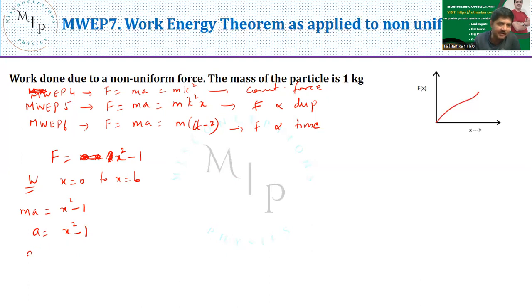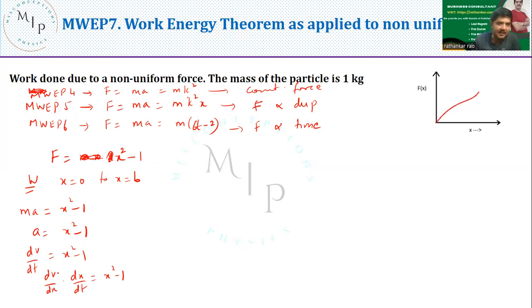I will write dv by dt is equal to x square minus 1. Here the variable is t and here it is x square. Impossible to do it. So what should I do? Let me use the chain rule. What is the chain rule? Chain rule tells me dv by dx into dx by dt is equal to x square minus 1. I can write something like this.